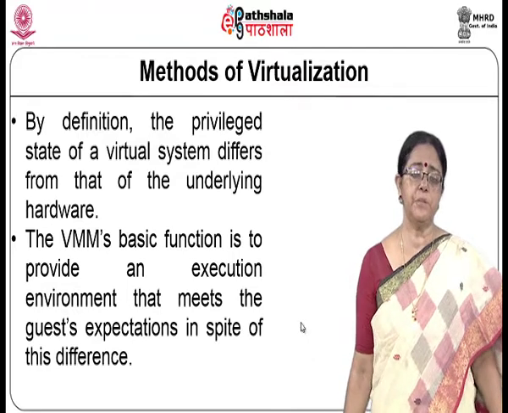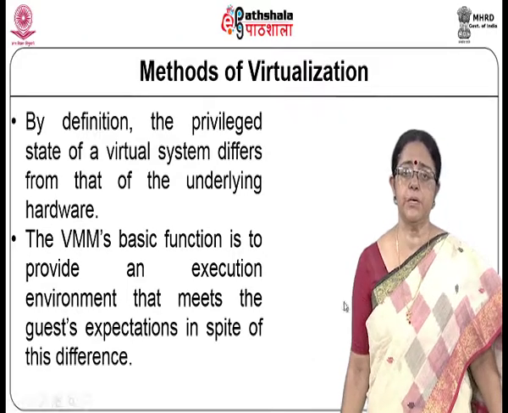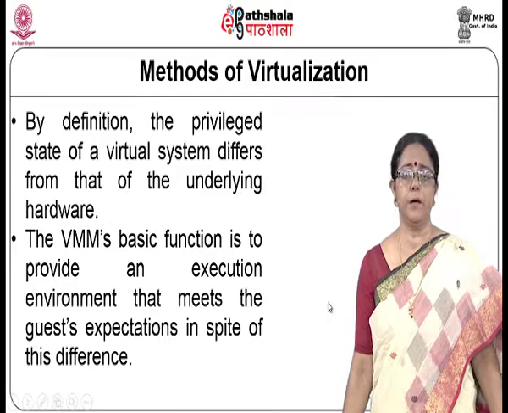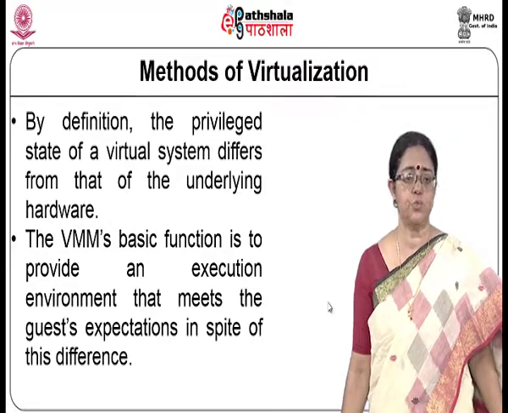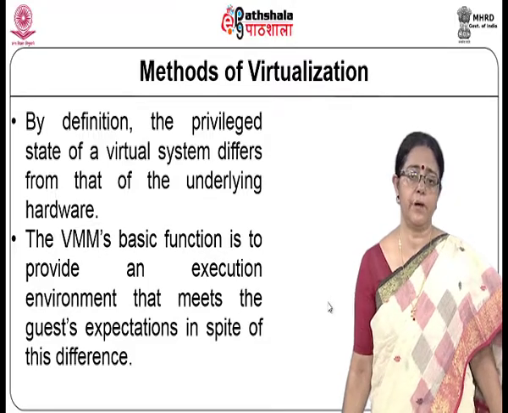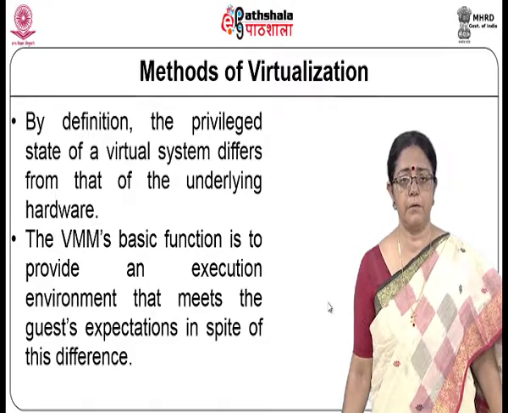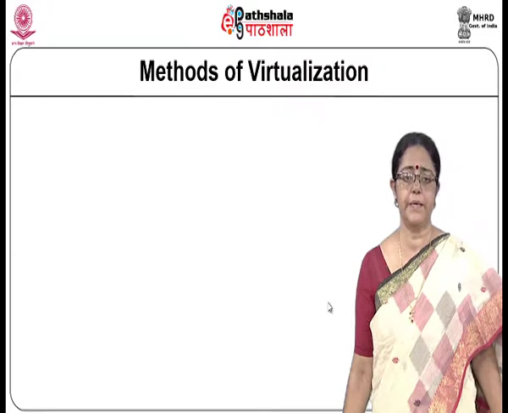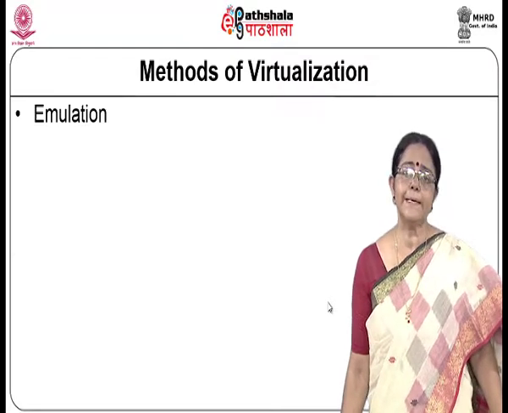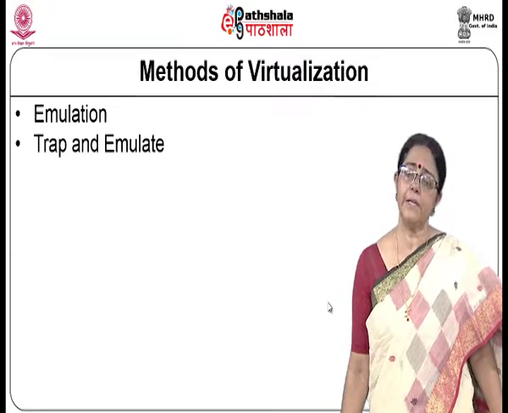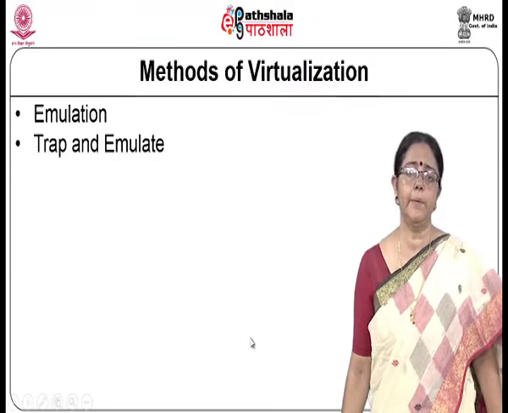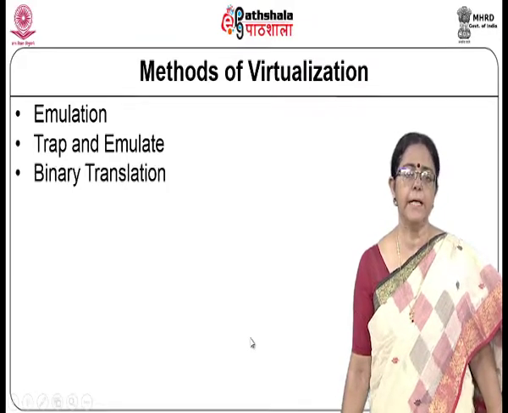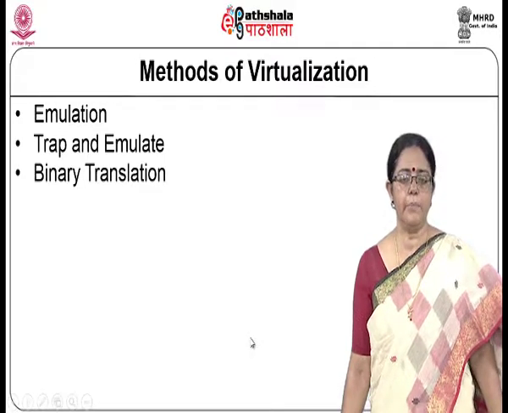So, there are various methods of virtualization. By definition, the privileged state of the virtual system differs from the underlying hardware, and the VMM's basic function is to provide the execution environment of the different operating systems. So, there are 3 techniques. One is called emulation. We have already seen how emulation works. A second technique we will look at is called trap and emulate, and the third technique is called binary translation.